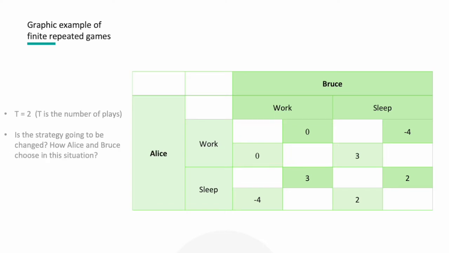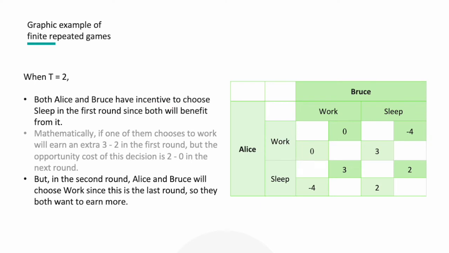So how about when the total number of plays changes to 2? Is the strategy going to change? And how do Alice and Bruce choose in this situation? So here's the answer. When t is equal to 2, both Alice and Bruce have an incentive to choose sleep in the first round, since both of them will benefit from it. Mathematically, if one of them chooses to work, they will earn an extra 3 minus 2, that is 1, in the first round, but the opportunity cost of this decision is 2 in the next round.